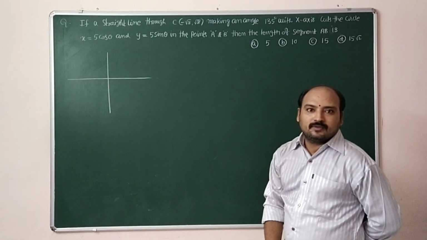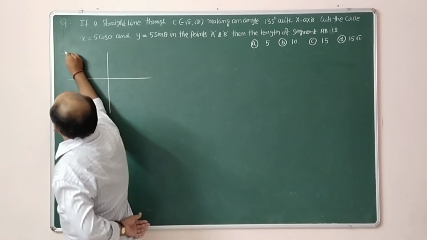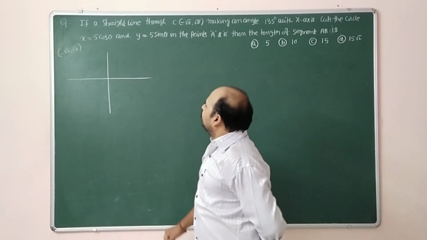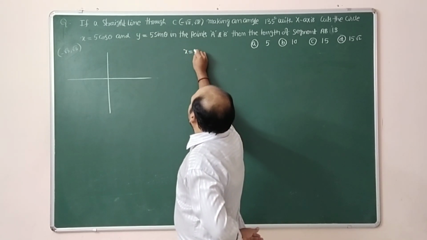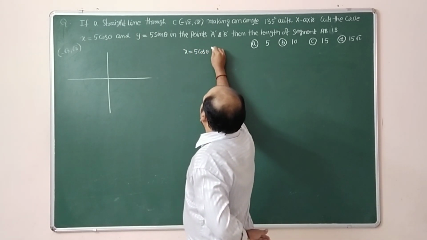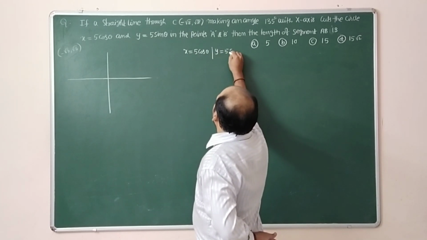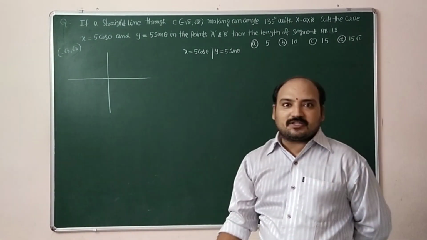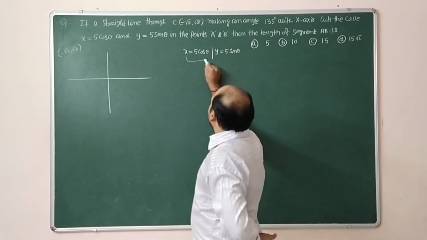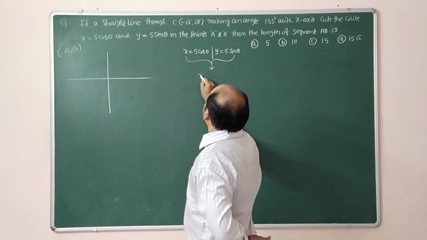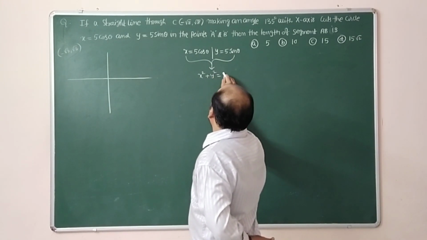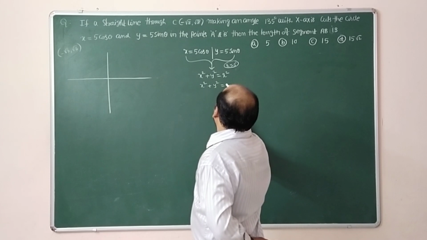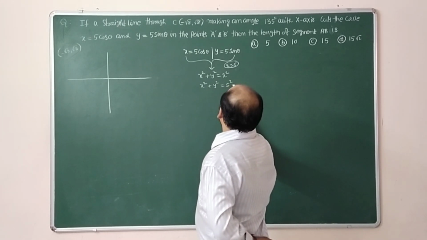This is the circle equation. Somewhere here is the point (-√8, √8). By observation, x = 5 cos θ, y = 5 sin θ are the parametric equations of the circle. For the parametric equations x = r cos θ, y = r sin θ, the circle equation is x² + y² = r², where r here is 5. So x² + y² = 5², that is 25.